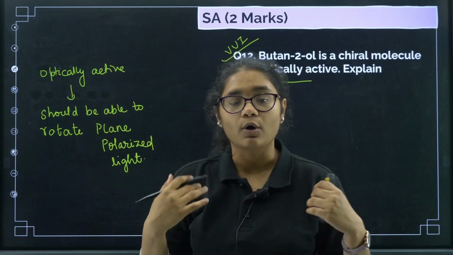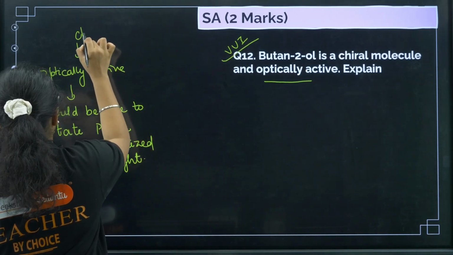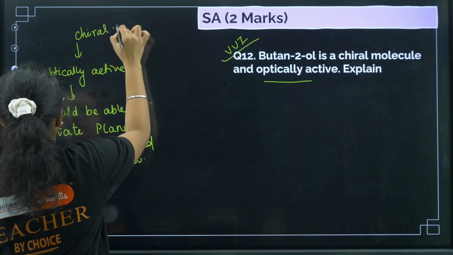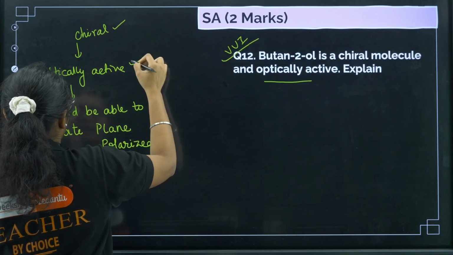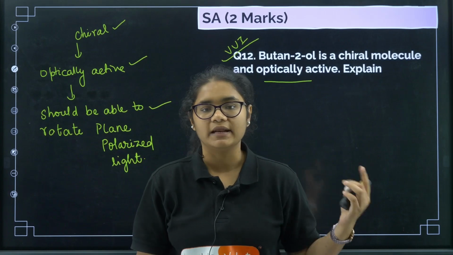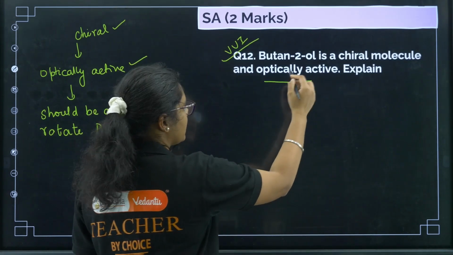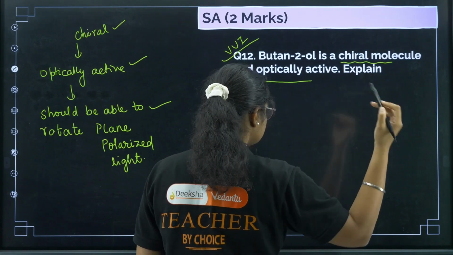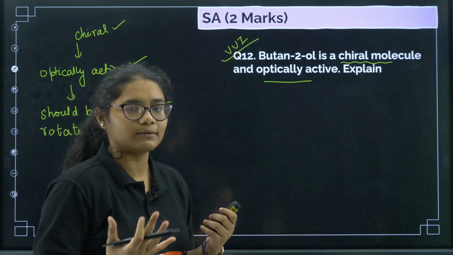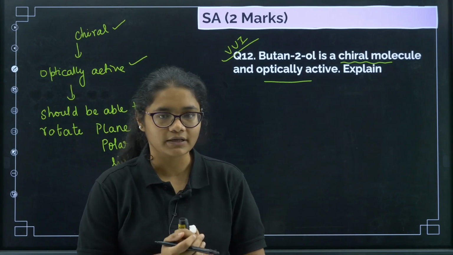And for optical activity, what should be the condition? It should be chiral. If a molecule is chiral, it is optically active, and if it is optically active, it can rotate the plane polarized light. Understand? So now the question is, butan-2-ol is a chiral molecule. And just now we discussed what a chiral molecule is: something which should have an asymmetric carbon, right?